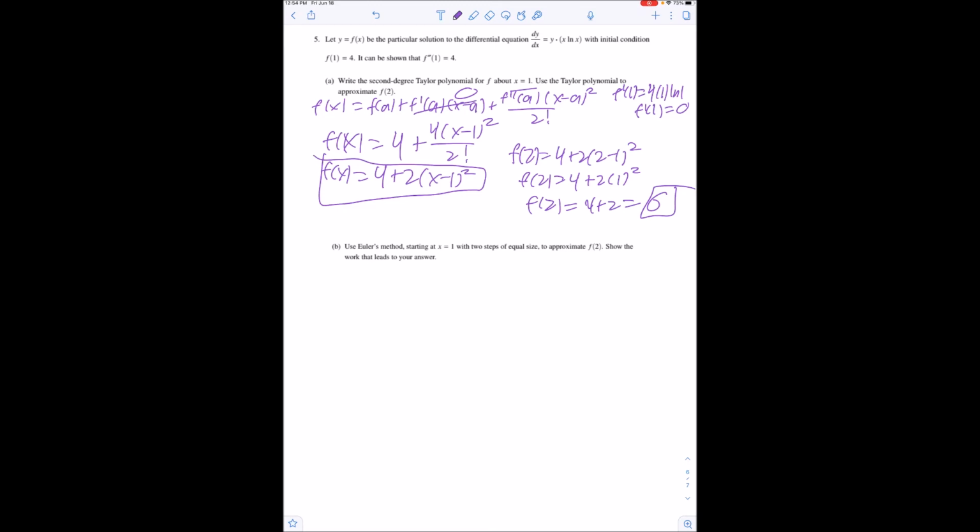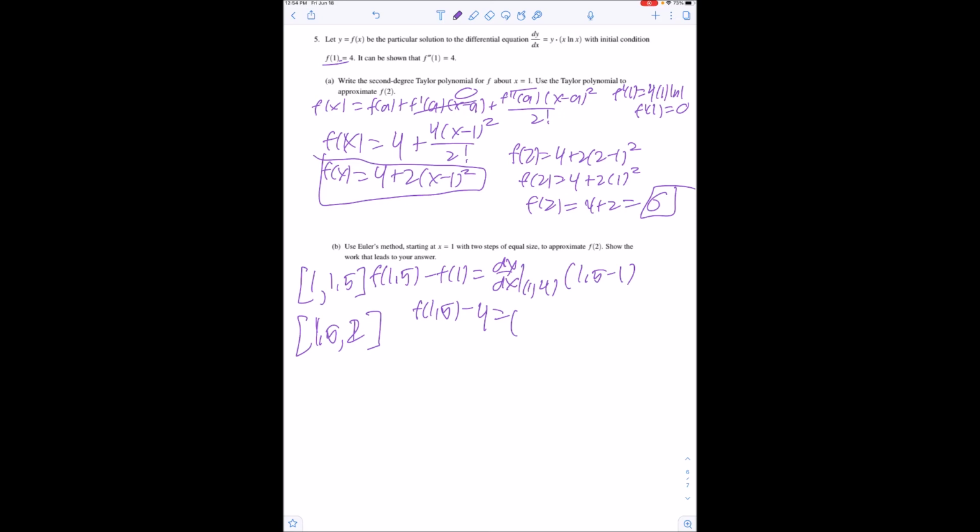So let's start off by writing this. f of 1.5 minus f of 1 equals dy/dx at (1, 4) times (1.5 minus 1). So what we want to do is, since we're starting at 1 and we have to go to 2, and we have to do 2 steps, we're going 1 to 1.5, and then 1.5 to 2. So here, we're going from 1 to 1.5. f of 1.5 we don't know. f of 1 we do know is 4 from up here.